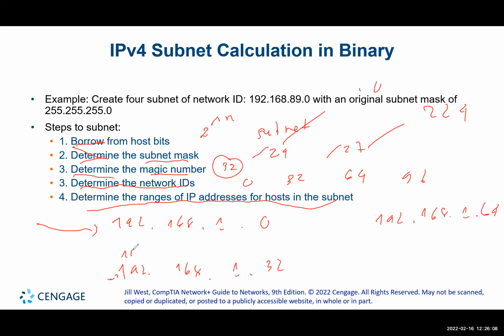It is 192.168.1.31. They call this one the network address, and this one the broadcast address. Remember, for every subnet, the network address and the broadcast address, you have to reserve them. You cannot use them to give to a computer, right?